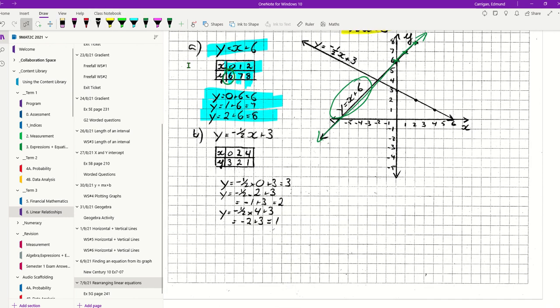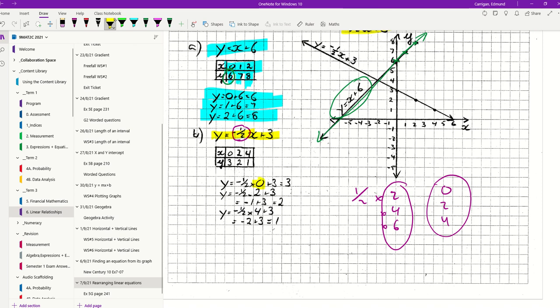Alright, the second equation, y equals minus a half x plus 3. So again, what I recommend is we look at this half x. Half is easy if we go by even numbers. So let's use these three numbers for our x. Sorry, we'll start at 0 because 0 is easy. 0, 2 and 4 for our x values instead of 1 and 3. So y equals minus a half x plus 3.